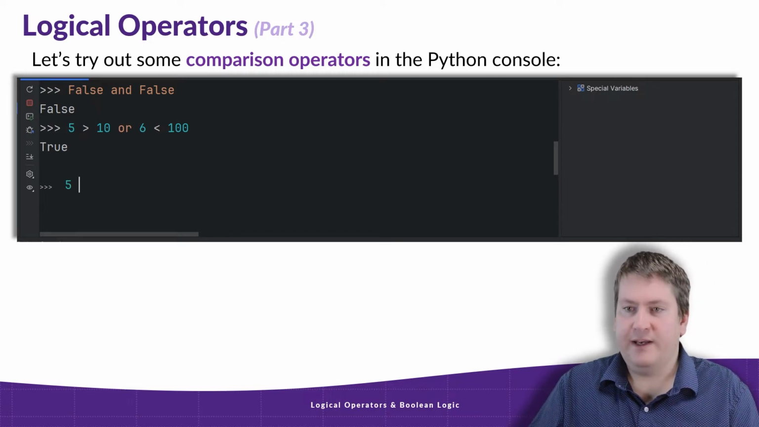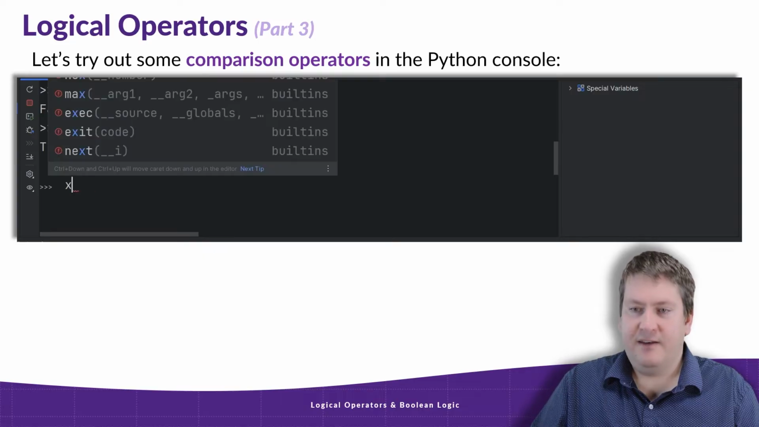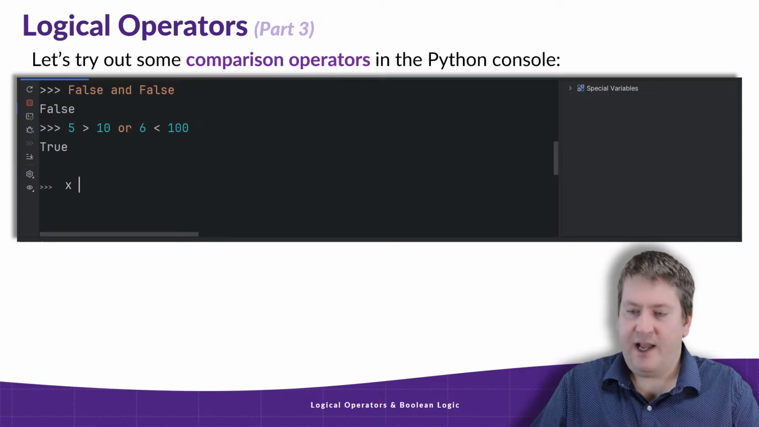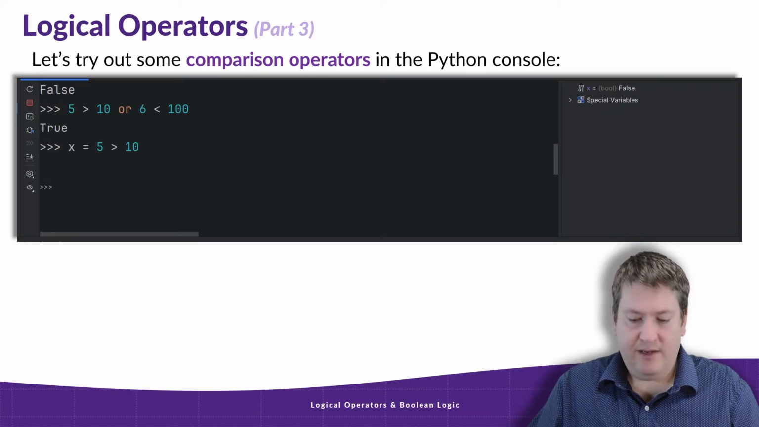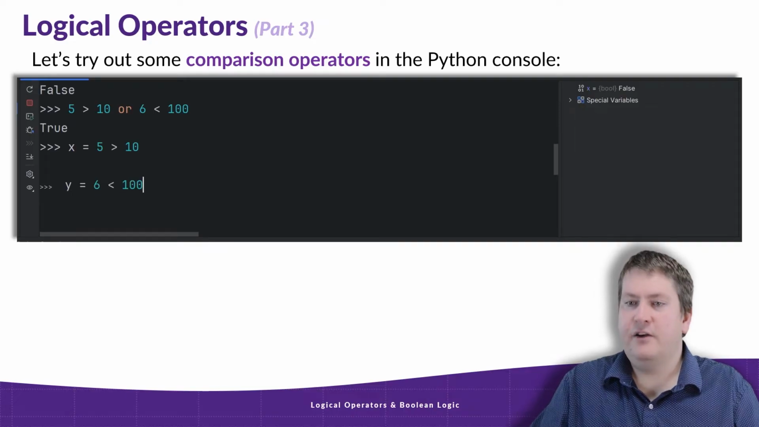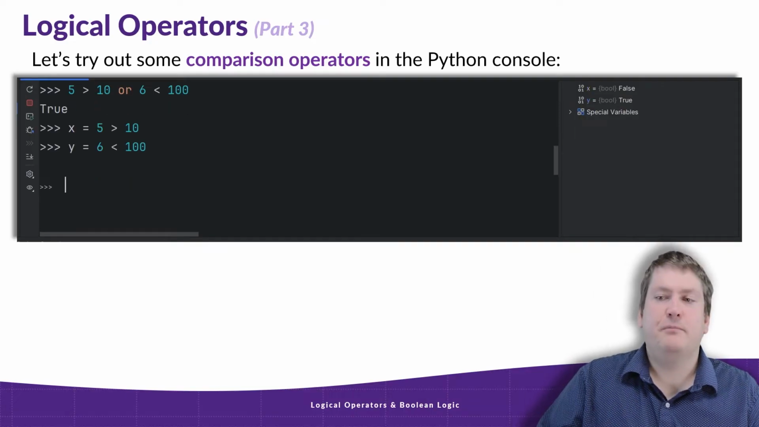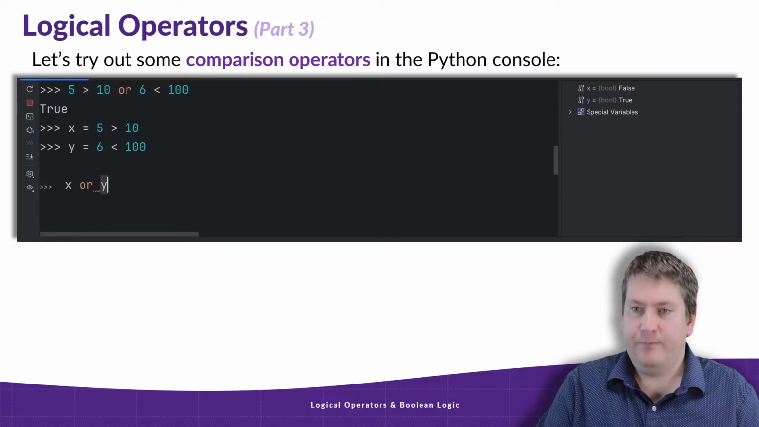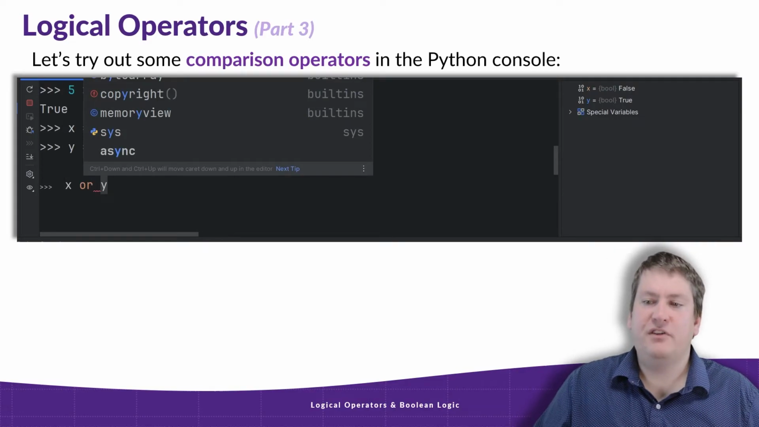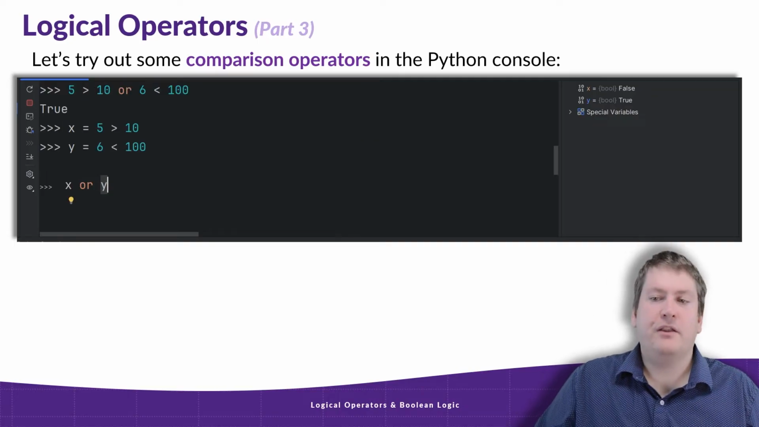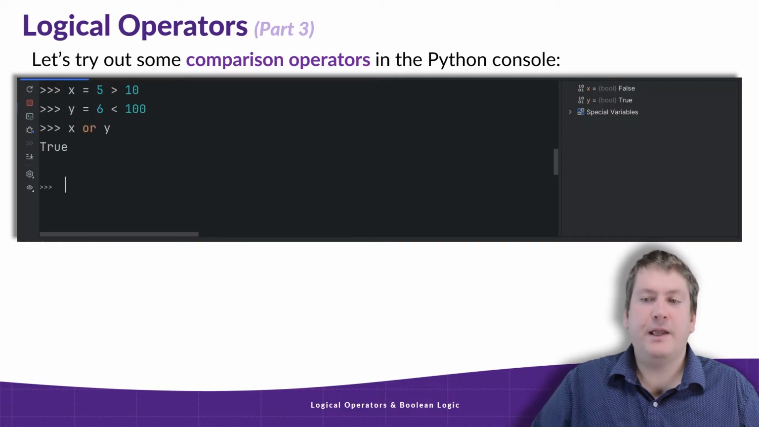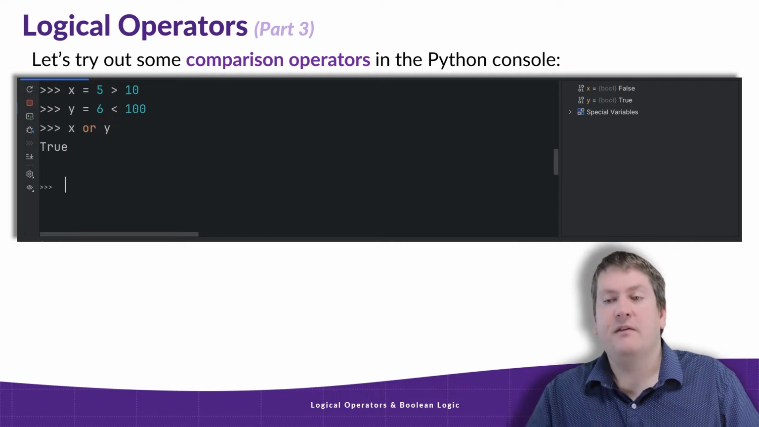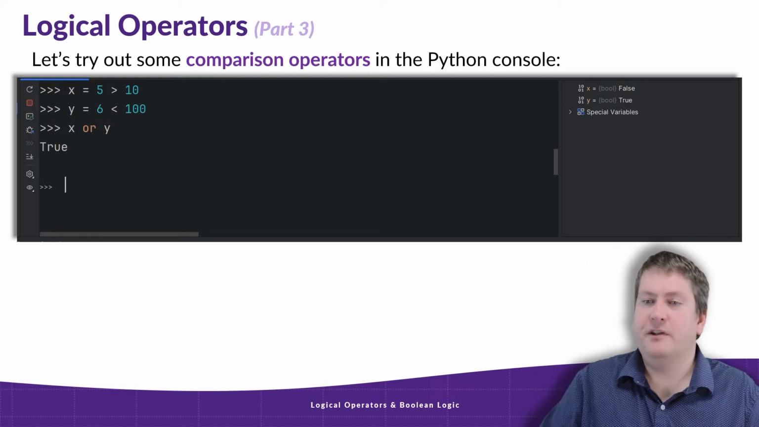We can even test that out, break it down a little bit more, and we could save it into some variables. So let's say x equals 5 greater than 10. And we could say y equals 6 less than 100. So now we have the results of both of those stored in x and y, and then we can use those too in a comparison like this. So this is effectively the same as what we just saw, except now we're storing those values in variables, and we get true. So we can use these on variables as well as literals.